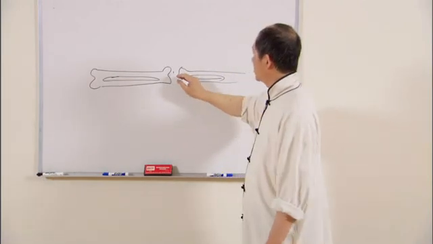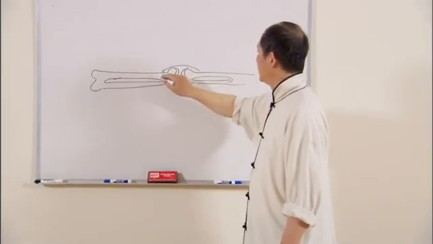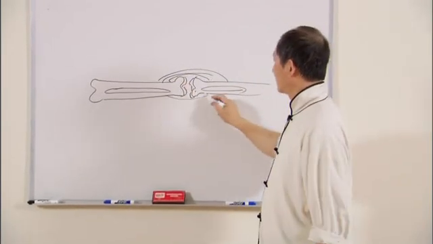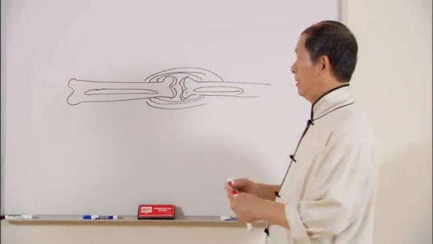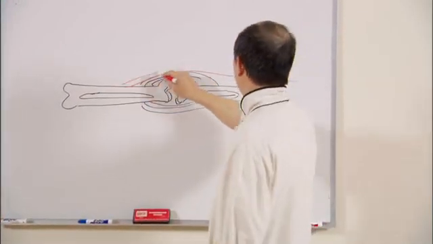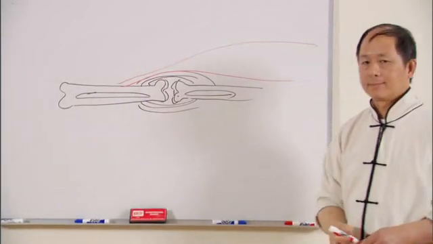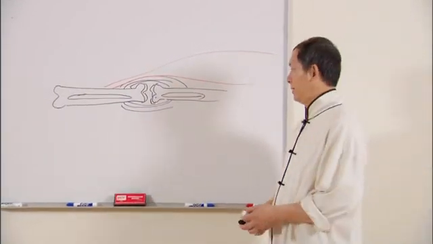Okay, there's a structure, there's a cartilage, and there's the ligaments. Now after that, I use a red color. There's tendons, and there's muscles. Remember earlier we talked about this already.